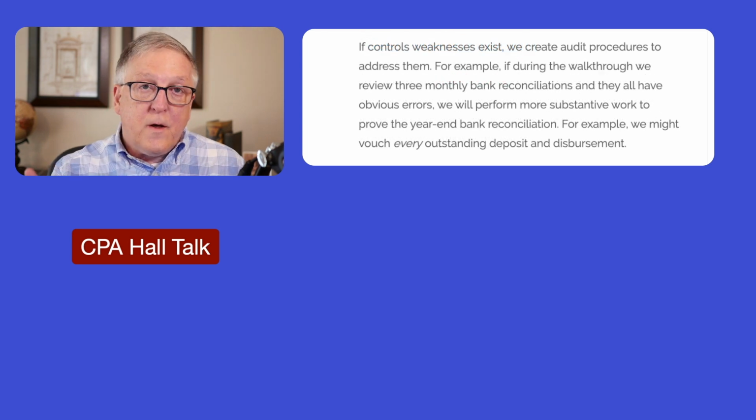Now, once you've done the walkthrough, you may see some control weaknesses. For example, there may be a lack of segregation of duties, that can impact what you're planning to do later on in terms of your substantive procedures. So pay attention to any internal control deficiencies as you perform the walkthrough.